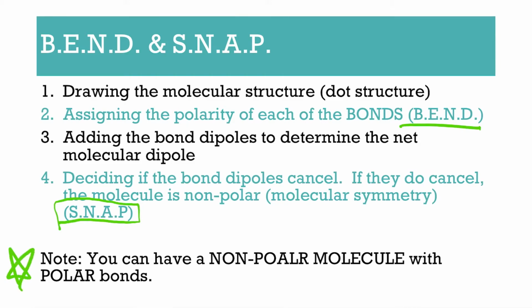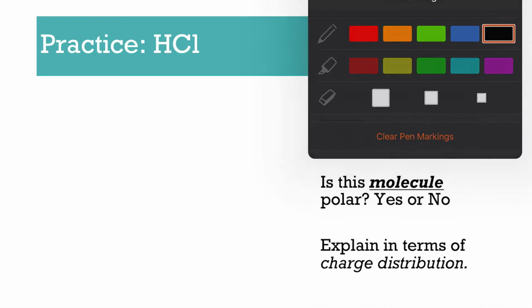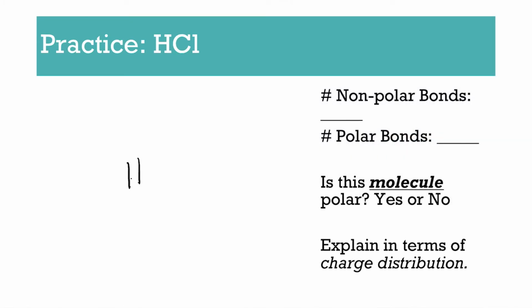So an important thing to note here, and I'll show you an example, is that you can have a nonpolar molecule with polar bonds. That's why we have to look at each part first. Okay. So here we're going to look at the same compound we were looking at before.